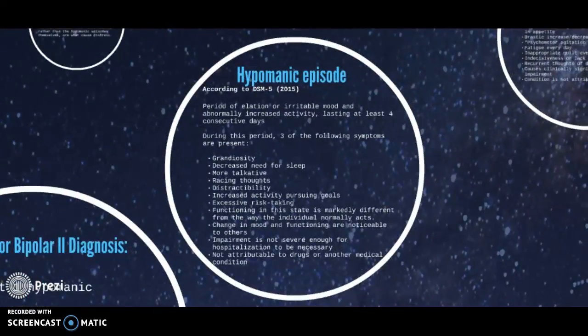Hypomanic episodes, according to the DSM-5, are characterized by a period of elation or irritable mood and abnormally increased activity lasting at least 4 consecutive days. During this period, 3 of the following symptoms are present.